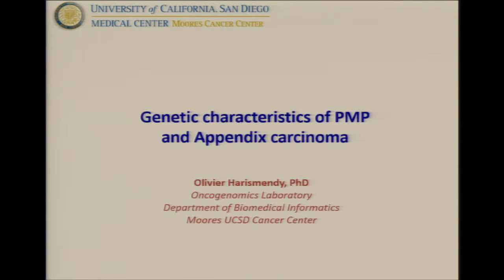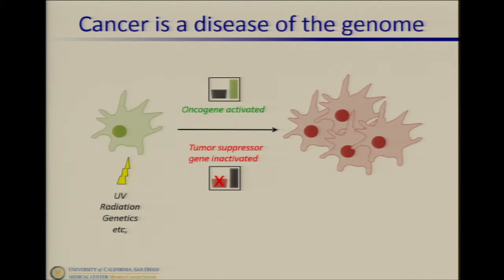So for those of you who are not geneticists and are not scientists, I always like to present this slide on how a normal cell can become malignant, at least from the genetic perspective, and it is mostly due to environmental factor or genetic factor or injuries that delete some genes or modify some genes in your normal cells. And those genes can be categorized into two categories.